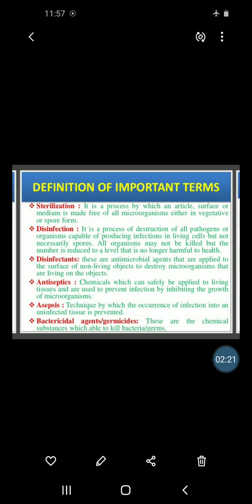Next, that is antiseptic. These are the chemicals which can safely be applied to living tissue and are used to prevent infection by inhibiting the growth of microorganisms. That is antiseptic. Next, asepsis. It is the technique by which the occurrence of infection in uninfected tissue is prevented.